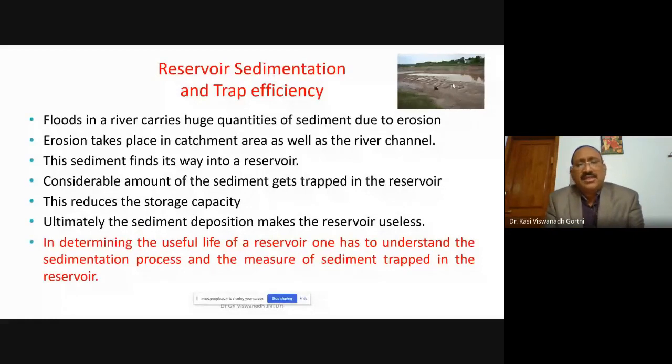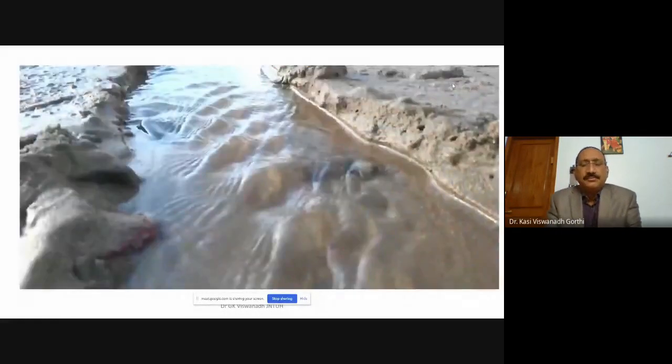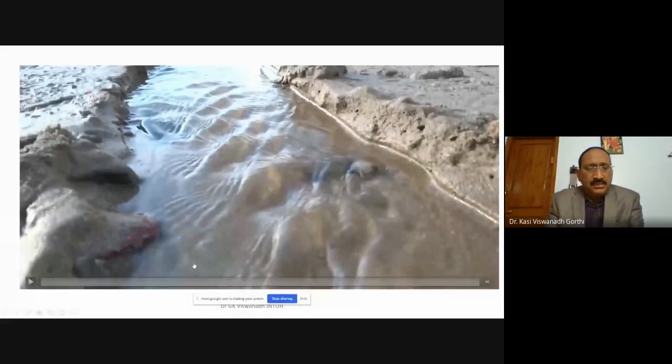In determining the useful life of a reservoir, one has to understand the sedimentation process and the measure of sediment trapped in the reservoir: how much sediment is deposited and at what frequency it is getting deposited. Based on that, we will be able to estimate the useful life of the reservoir. Here is a small video depicting a clear picture of how the sediment deposition and flow of sediment takes place.